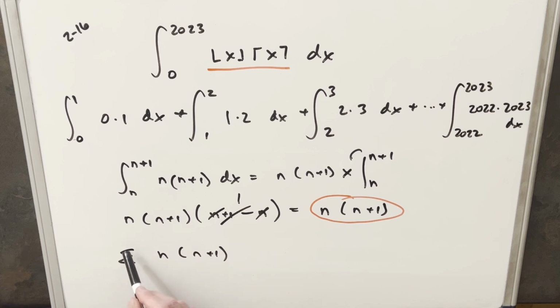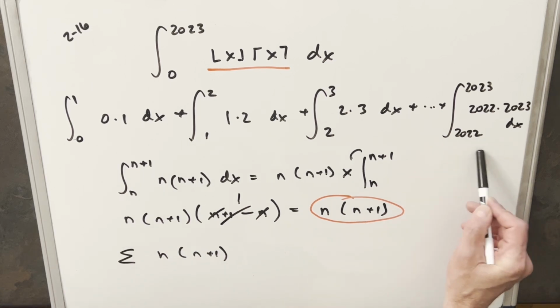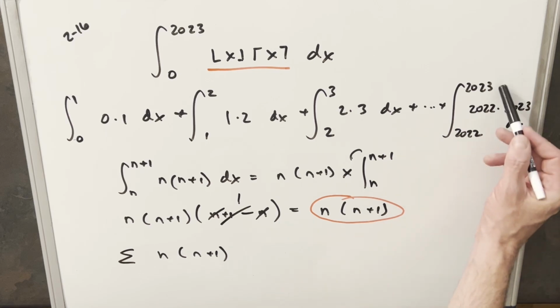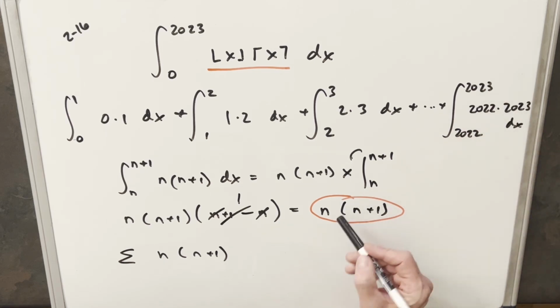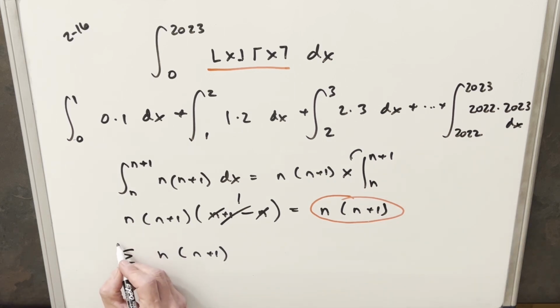Now we just need to know for this sum what we're evaluating from. Let's start with the last one. We have our last integral right here. We know our n plus 1 value is going to be 2023, so our n value is 2022. So the upper limit of this series is going to be 2022.